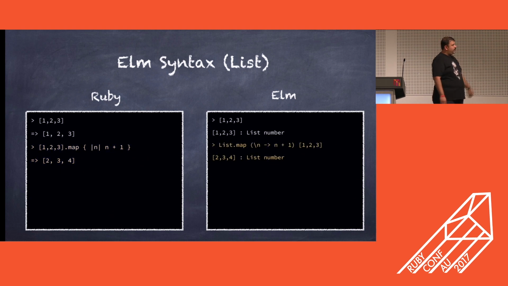In Elm, we can do the same thing. So we do a List.map, and then we pass in a syntax to do anonymous functions in Elm. So n is just a parameter, and it's just adding 1. So we get a new list back with 2, 3, 4.